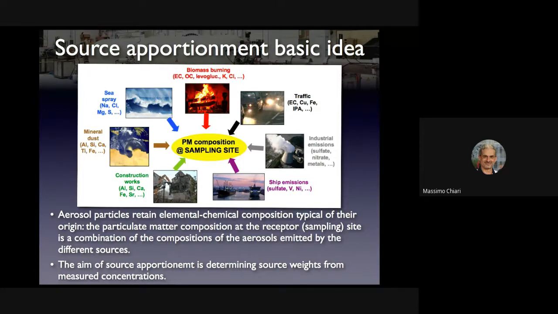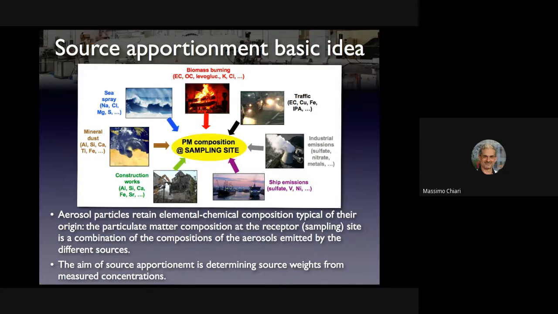If you look at this picture, there is just a sketch of different kinds of the main sources of pollution, natural and anthropogenic. For example, sea spray, mineral dust, or biomass burning, meaning natural forest fire. And you see that many chemical elements are characteristic of those sources. For example, for mineral dust, you have aluminum, silicon, calcium, titanium, iron. These are components of the Earth's crust.